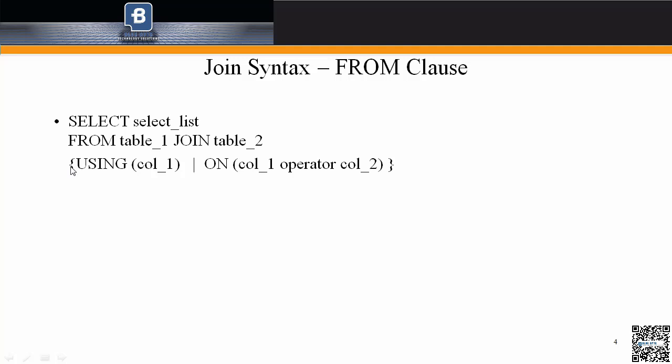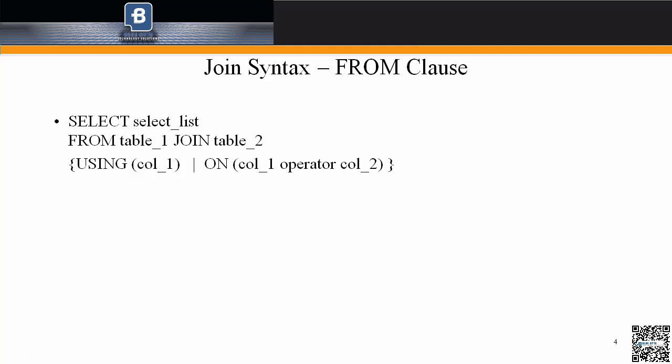Now, the curly braces here in syntax land mean that we have to pick one of these. The up and down pipe means or in syntax speak. So what this is trying to tell us is you have to use this or you have to use this. And the difference is if you're joining on the same column name between 2 tables, for example, the publisher ID is in our book table and it's in the publishers table. So we can use this using clause and just specify pub ID here.